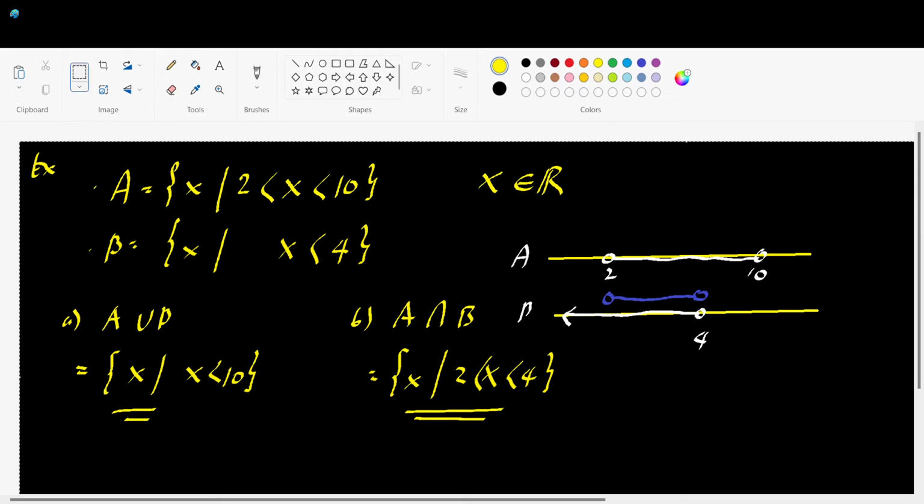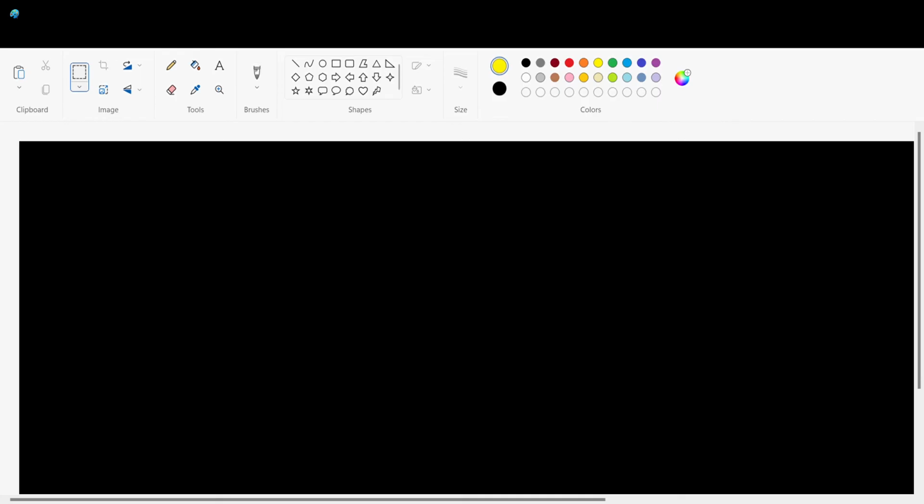Let us now discuss the different intervals. Inequalities can be expressed in terms of intervals.